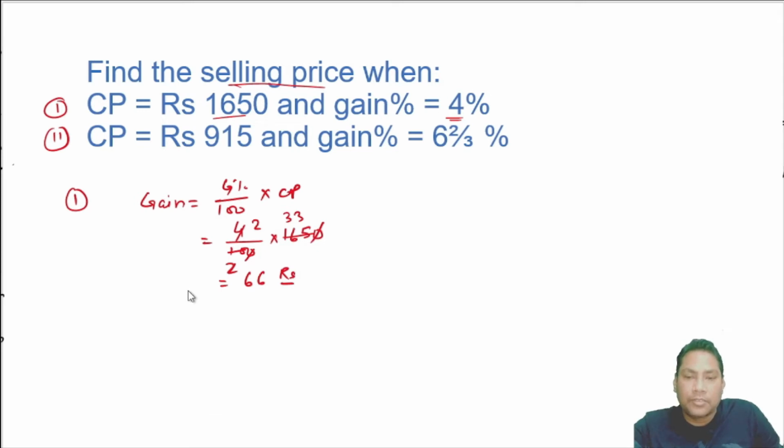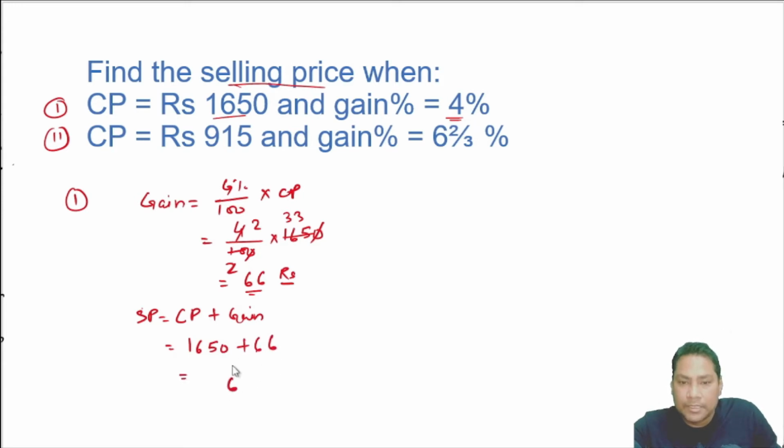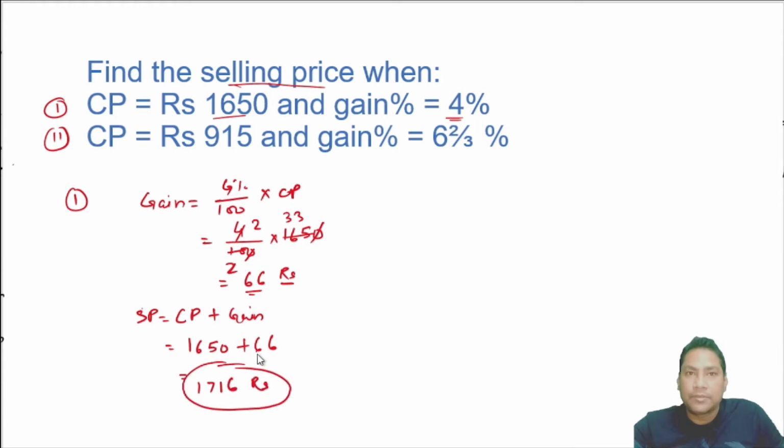Now for the calculation of selling price, we will add the cost price and gain. The formula of selling price is cost price plus gain or profit. The cost price is 1650 and the gain amount we have calculated is 66. Now we will add this. This will become 6, 5 and 6, 11, 1, 6 and 1, 7 and 1. So the selling price will become 1760. So the another method is to calculate the selling price by formulas.